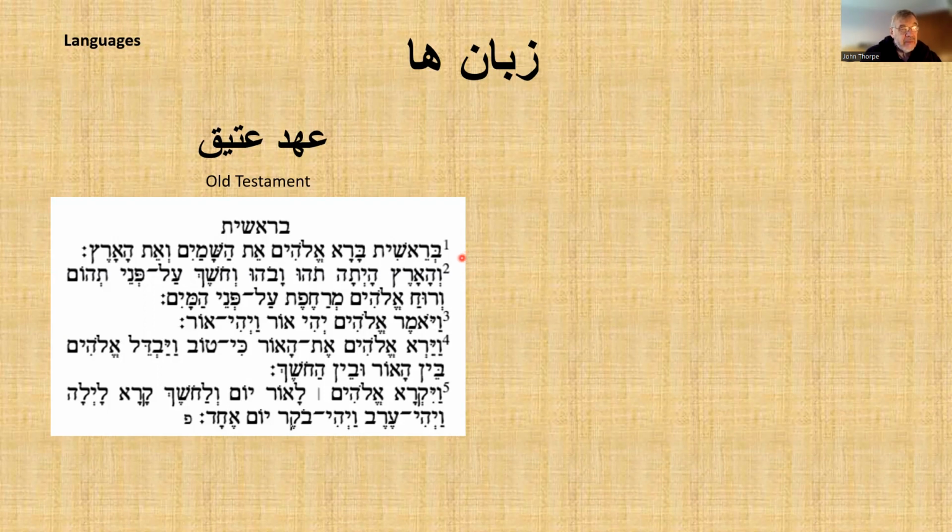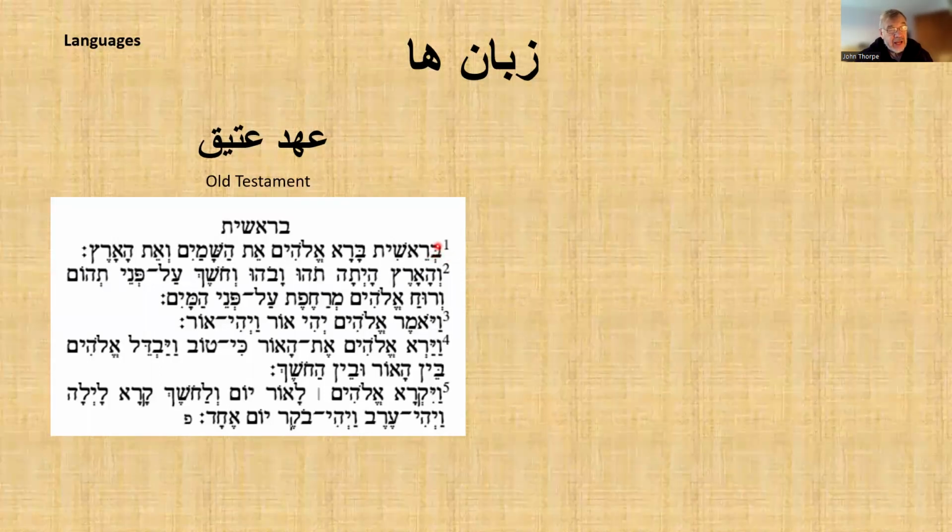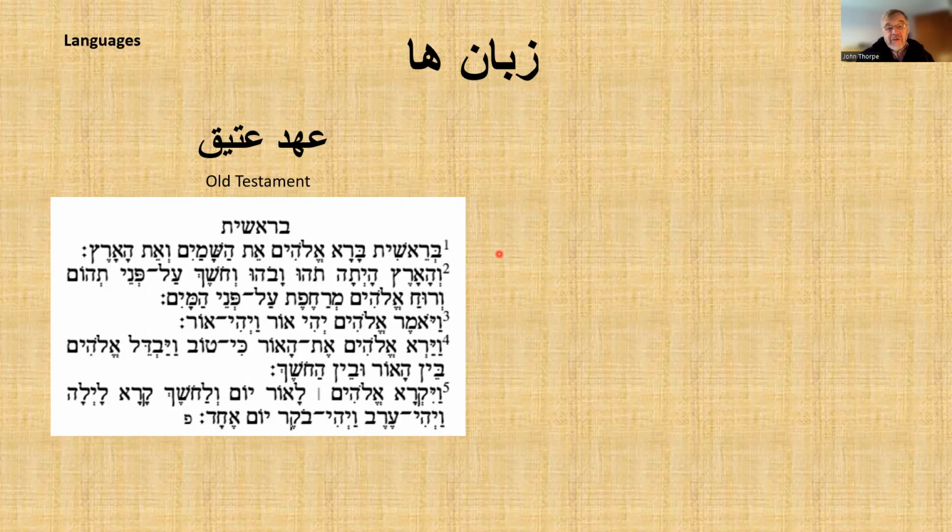So originally when it was written you only had the letters, not the dots. So the first copies of the Bible that were written didn't have the dots in.